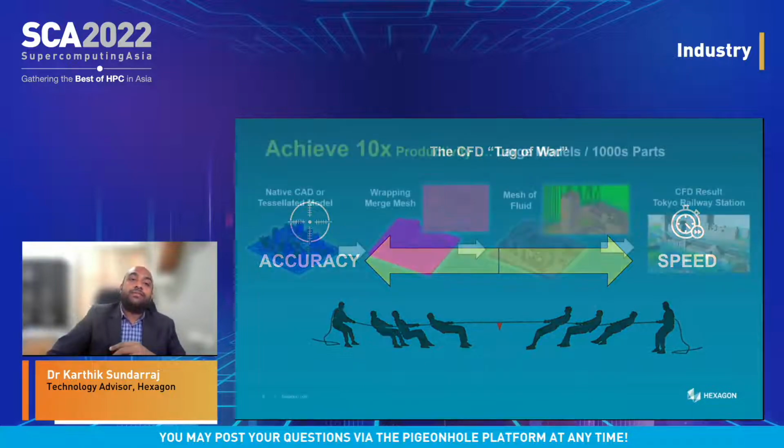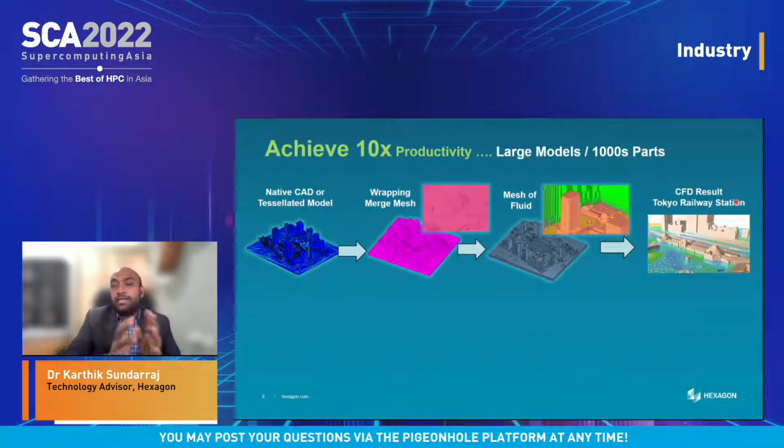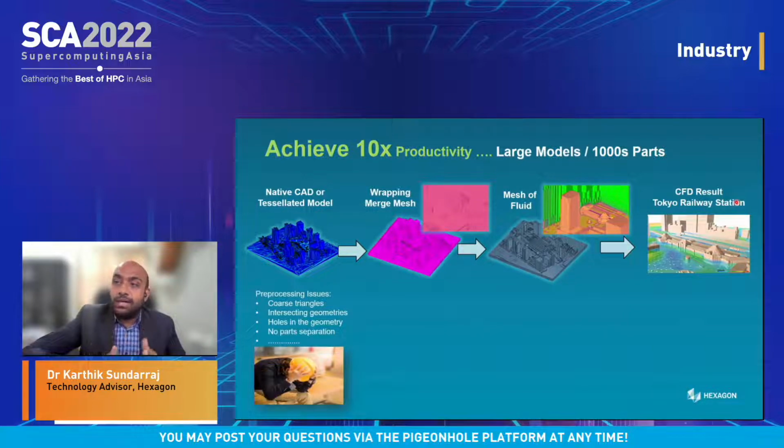So what we do is we first address the pre-processing aspect. Large models, thousands of parts. How do we achieve that 10x productivity? Can we incrementally improve the time that an engineer is spending on these types of large models, which have thousands of parts? So typically the time is spent on CAD cleanup, you do a wraparound mesh, and many other activities to perform a typical meshing. Now, we have these pre-processing issues of identifying holes and many CAD related issues.